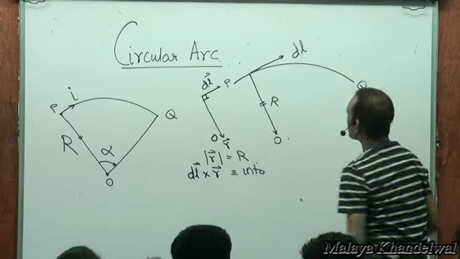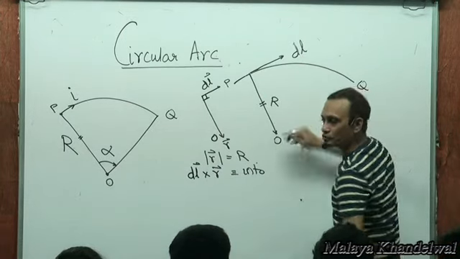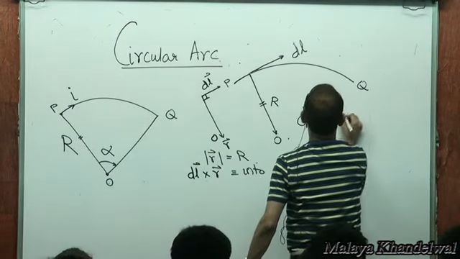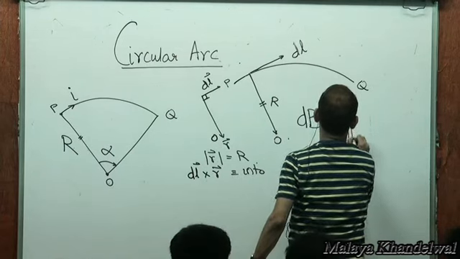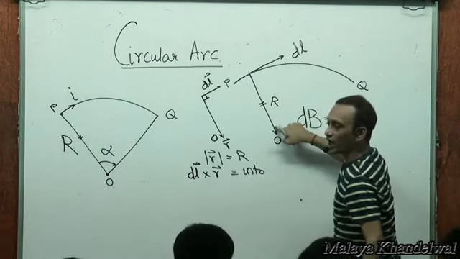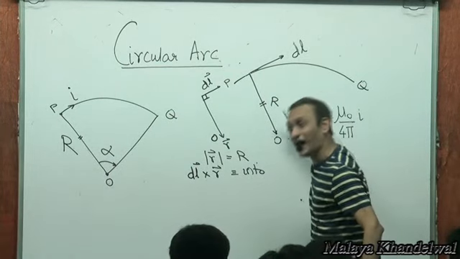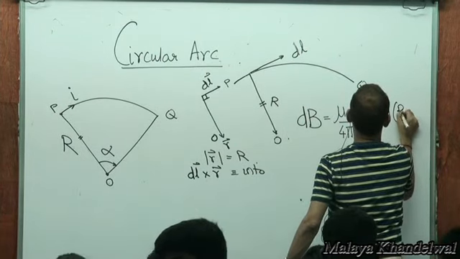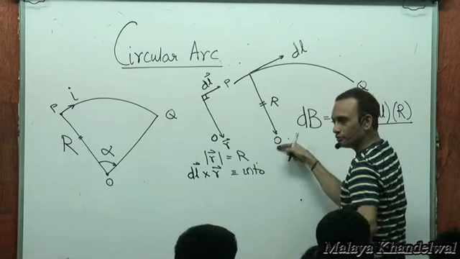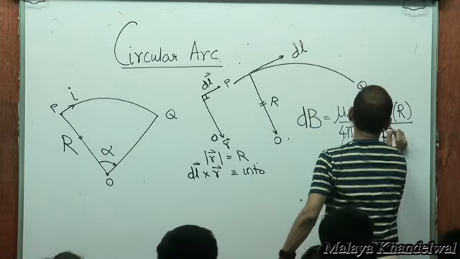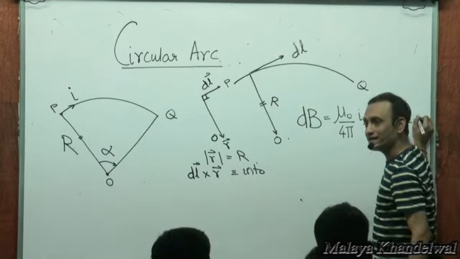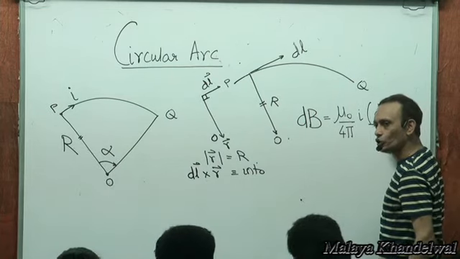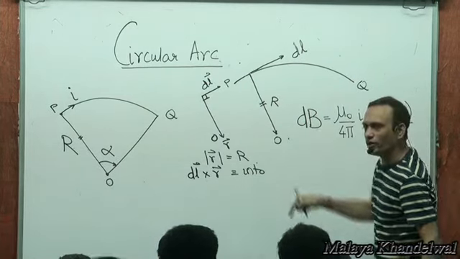Which means now, let's say for this dl, the magnetic field produced at O is going to be mu naught by 4 pi I dl cross r, which would be simply dl into r. Why? Because dl and r are perpendicular to each other. dl into r divided by r cubed. Yes or no? dl into r into sine 90 degrees. The angle between dl and r is 90 degrees. dl cross r would be dl into r into sine 90 degrees divided by r cubed. And this dB is into the plane of the board.